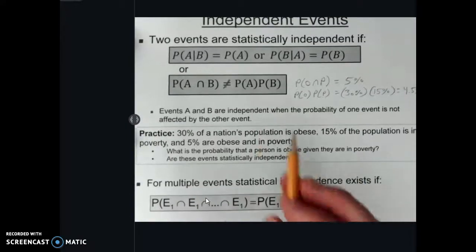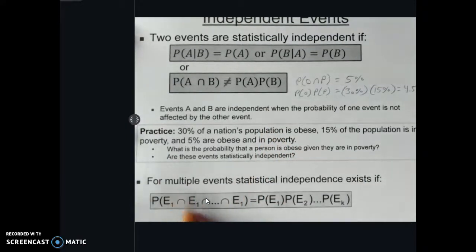Right. These formulas carry on for more than just two events. I mean, here we're looking at A and B, and here we're looking at obesity and poverty, but you could have dozens or hundreds of events, and it's the same idea. You take the probability of the intersection of all those events and see if that does equal the multiple of the individual probabilities for each event.